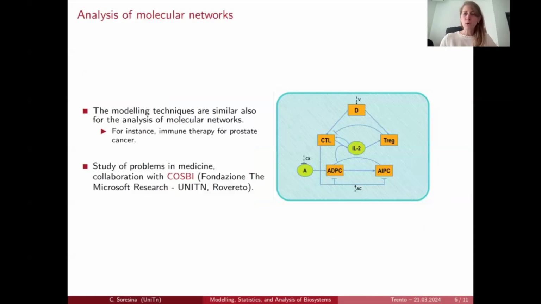In another context, more towards medicine, the modeling techniques from the other two fields of application can be exploited and are also similar to those for the analysis of molecular networks. In this case, we have, for instance, a figure extracted from a paper done in collaboration with Cosbi in Rovereto, and we have cells. It's a study of the immune therapy for prostate cancer, and we are studying cells and molecules. So these are some possible applications.